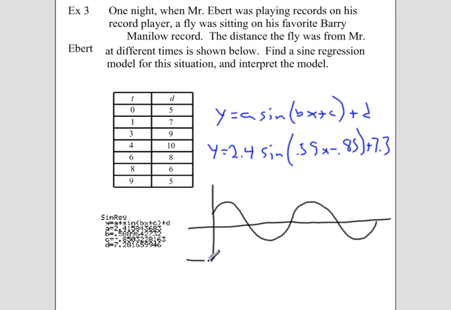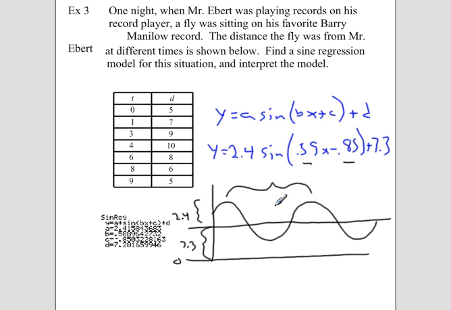And actually, here's where we are. We're at 0 down here. This distance here is determined by d, so that's 7.3 centimeters. So that means we are sitting 7.3 centimeters away from the center of that record as it's spinning around. A is this distance here, 2.4 centimeters. So that fly is 2.4 centimeters from the center of that record. So he's farther away, closer, farther away, closer. These values determine how long it takes the fly to go all the way around.